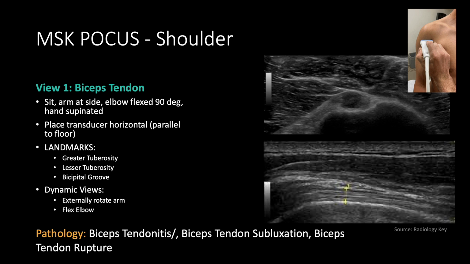A dynamic view will ask you to externally rotate the arm or flex the elbow to move this tendon and ensure that it's moving smoothly and without complication through that bicipital groove. And you can see biceps tendinosis or tendonitis, tendon subluxation, or rupture in the worst case scenario for the injuries of the biceps on this exam.